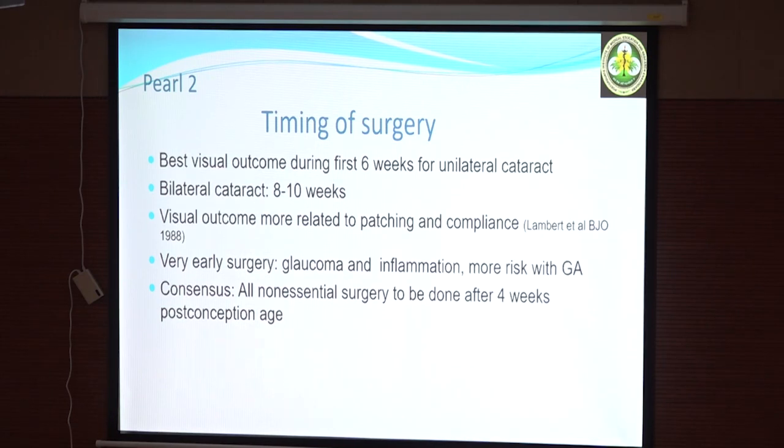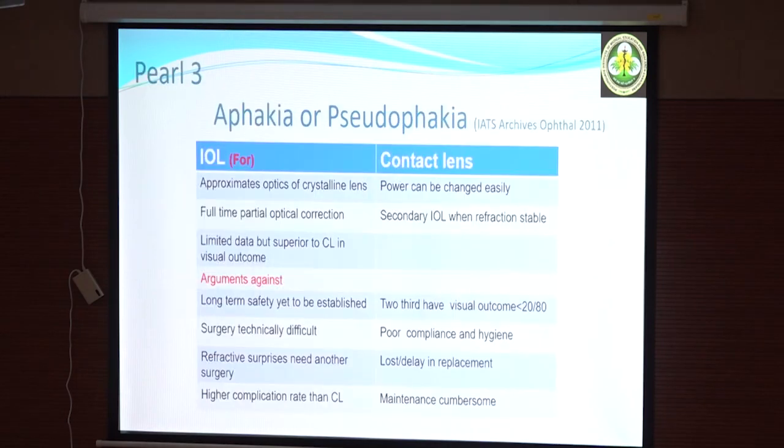Again, I said it's the post-op management which does help in regaining a good visual outcome. Very early surgery, by which I mean less than 4 weeks, is a problem, because they have immature renal function and other issues. So you have anesthetic issues also. Plus you have local ocular issues like glaucoma and inflammation. The younger the child, the more the risk of glaucoma and inflammation. So the consensus is that all non-essential surgery should be done after 4 weeks post-conceptional age.